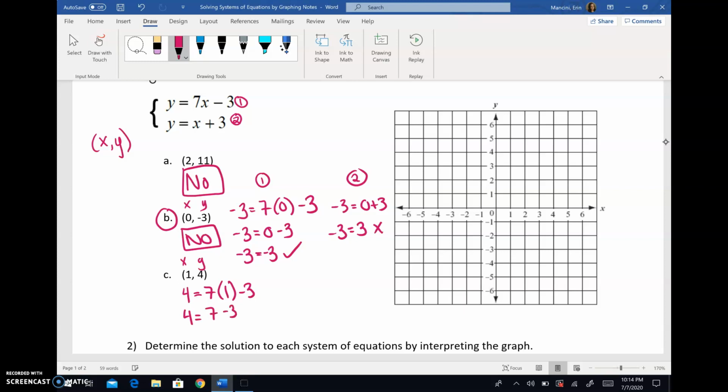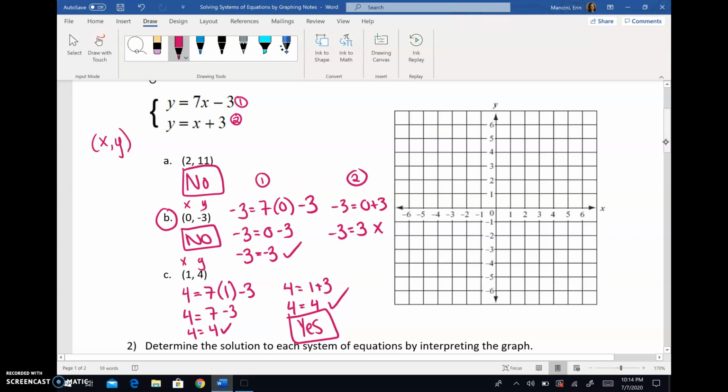Does 4 equal 4? Yes, it does. Okay. So we tested equation 1. We also got to test equation 2. So we're going to plug in 4 for y and 1 for x. And we also get 4 equals 4. So it worked for both equations this time. That means it's a solution to the whole system because it works for both. Okay, so we would say yes for that one.